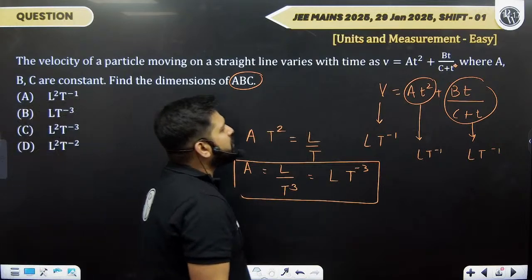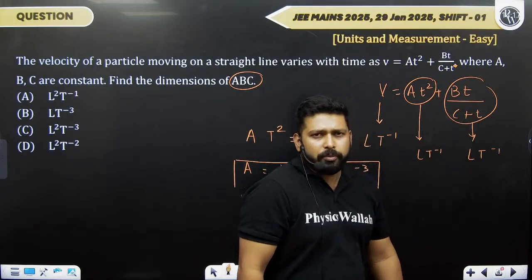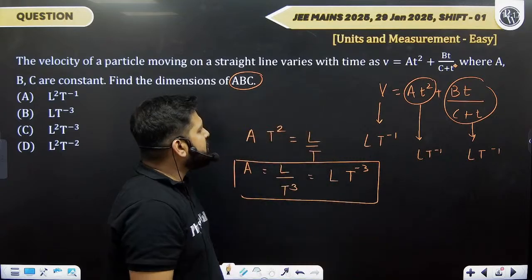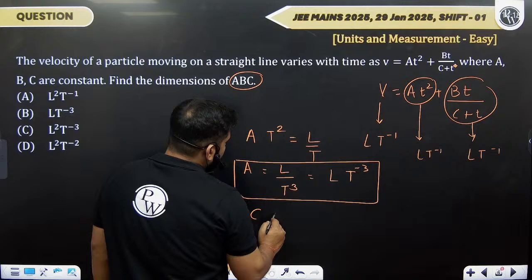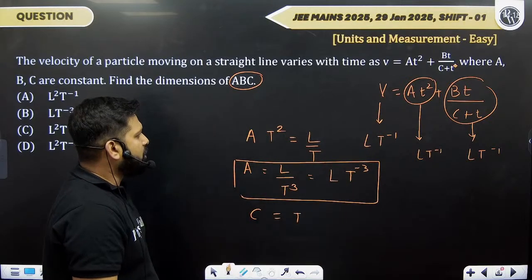Now it's easy for us to solve for C. Very simple. Why? Because of C plus T in the denominator, you can only add similar dimensions. That means C should also have a dimension of T. So C must have a dimension of T only. Then only you can add it with time in the denominator.